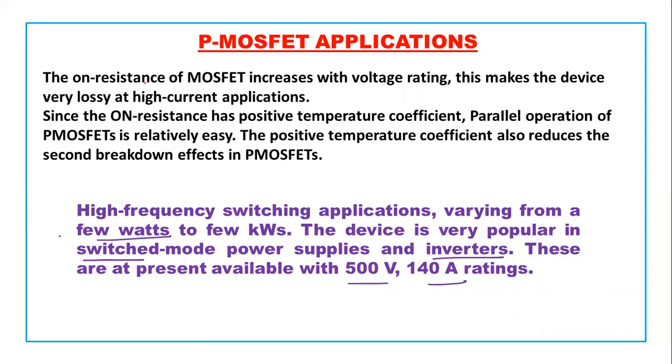The on resistance of the MOSFET increases with voltage rating. This makes the device very lossy in high current applications. Since the on resistance has a positive temperature coefficient, parallel operation of power MOSFETs is relatively very easy. That's why we can use it in SMPS and inverters. The positive temperature coefficient also reduces the second breakdown effects in power MOSFETs, so it suits high frequency, high voltage applications.